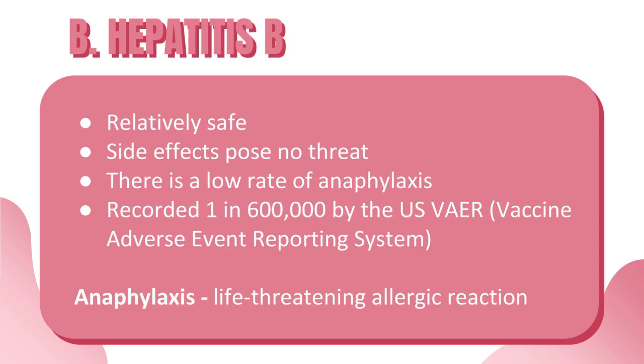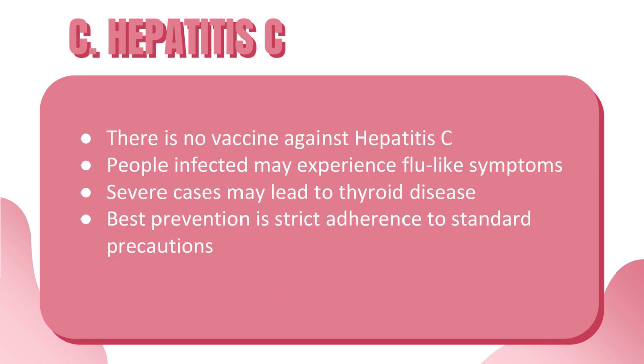Hepatitis B vaccination, the premier component of hepatitis B post-exposure prophylaxis, is relatively safe to administer, and also provides protection for up to 15 years. Typical side effects include pain at the injection site, fever, and temporary hair loss. The U.S. Vaccine Adverse Event Reporting System recorded a low rate of 1 in 600,000 cases of anaphylaxis, which is a life-threatening allergic reaction. As for hepatitis C, there is no vaccine against it.